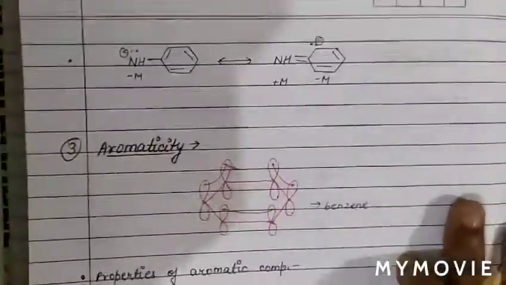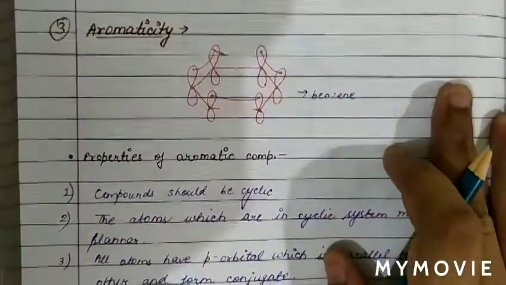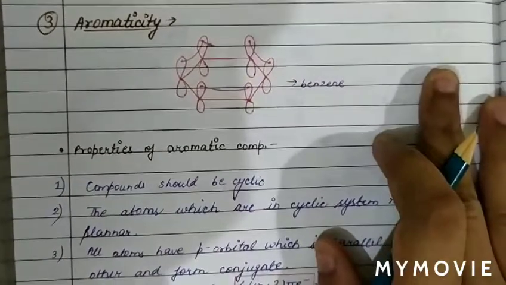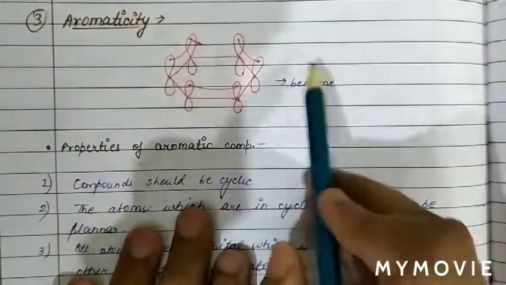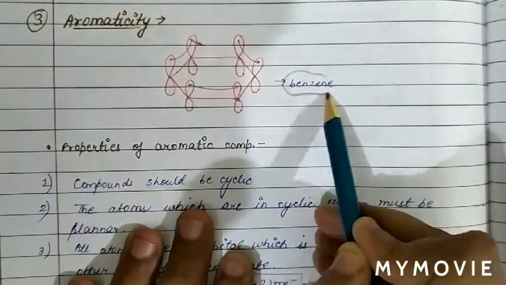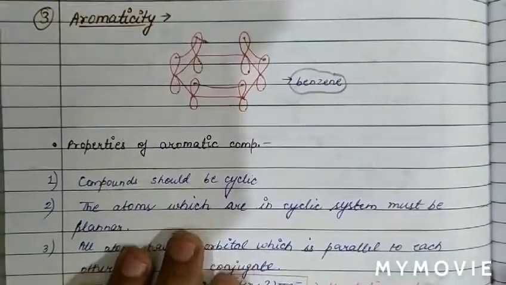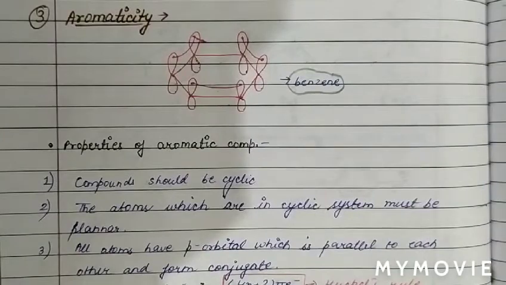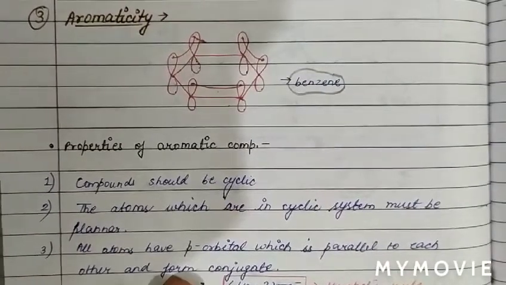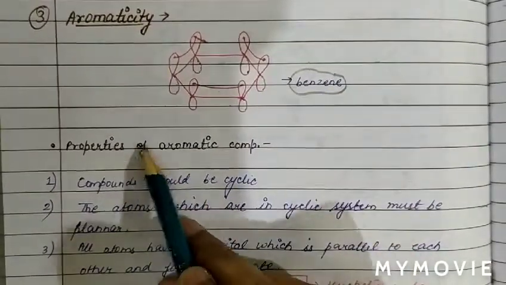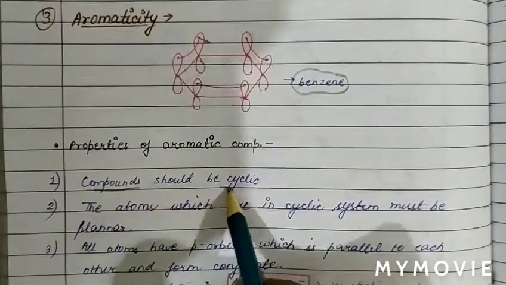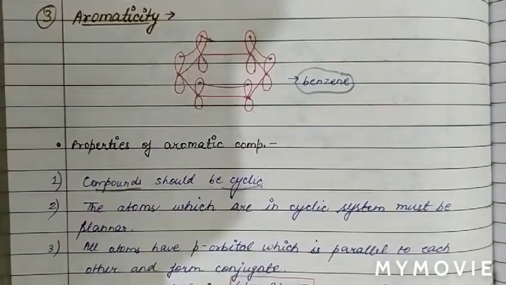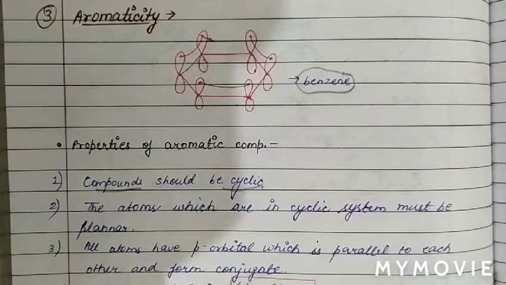Now we will discuss our next topic, which is aromaticity. What is aromaticity? As we know, benzene is an aromatic compound. See the properties of an aromatic compound. Basically, the first property is that an aromatic compound should be cyclic.